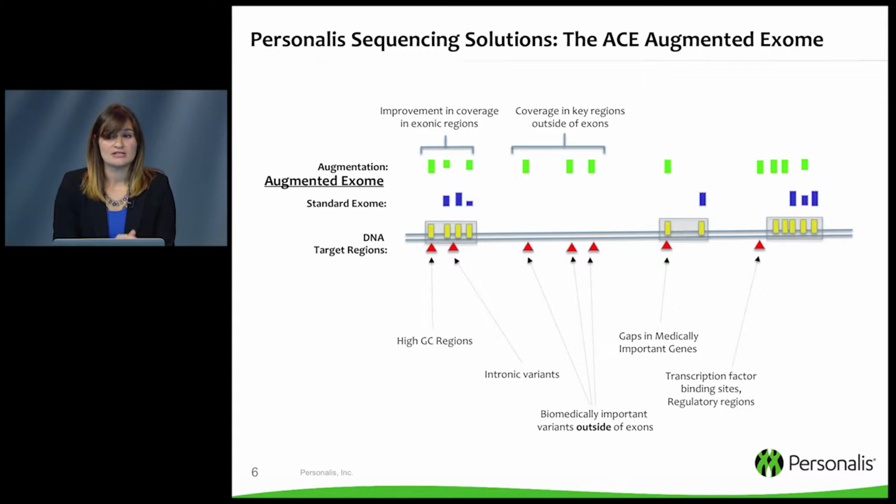Not only do we target exonic content, but we've also augmented coverage of biomedically important regions outside of the exon, such as regulatory regions, intergenic and intronic areas, as well as difficult-to-sequence regions of the genome, such as GC-rich areas.